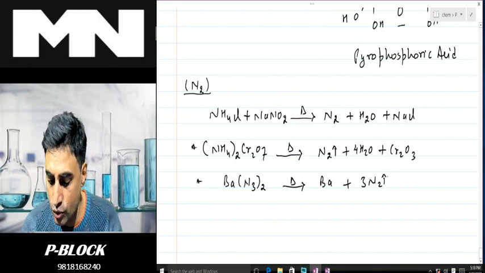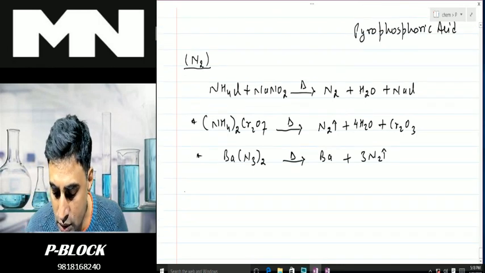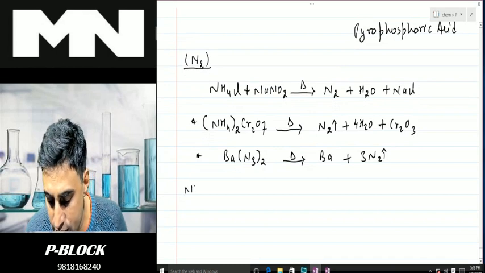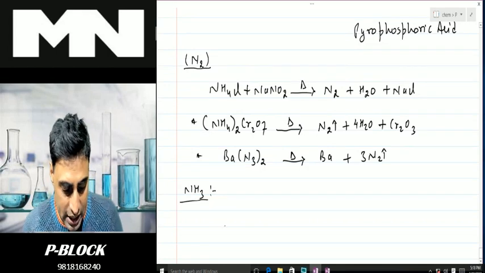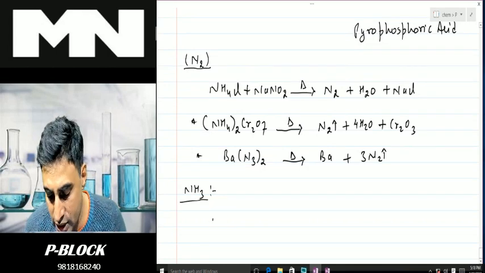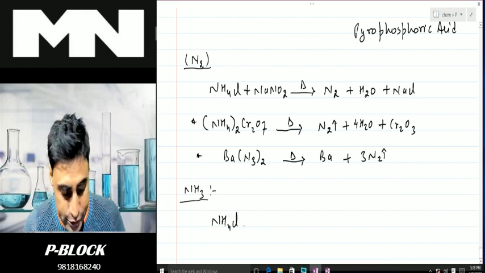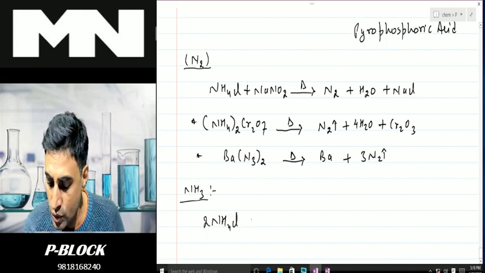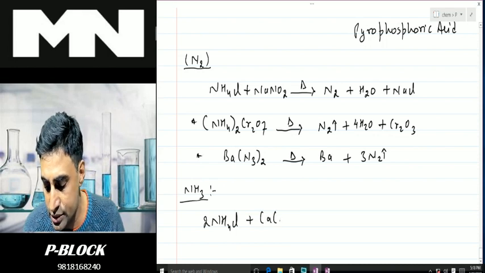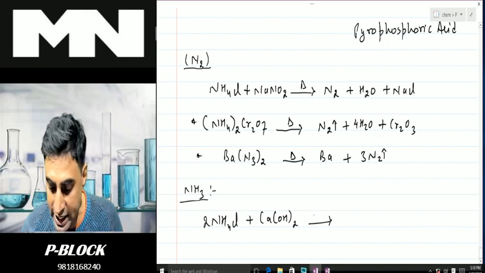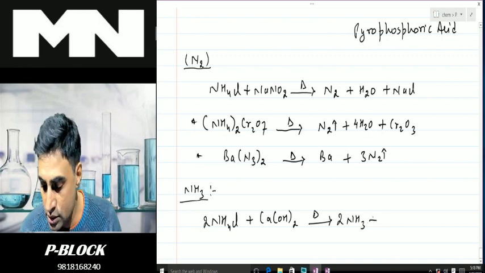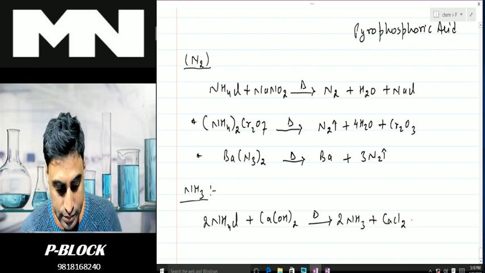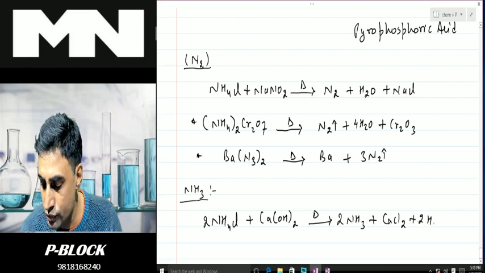After this, we'll move on to the next compound, that is NH3, ammonia. First, we'll see the lab method of preparation of ammonia. You can prepare it by reaction of ammonium chloride with a base. Generally, we take calcium hydroxide. On heating, it will give you 2 moles of NH3 along with calcium chloride and 2 moles of H2O.